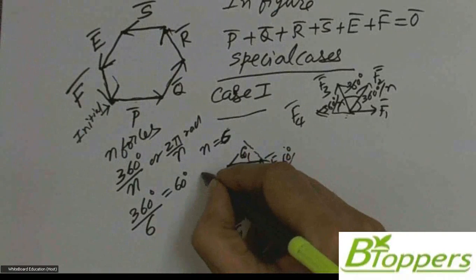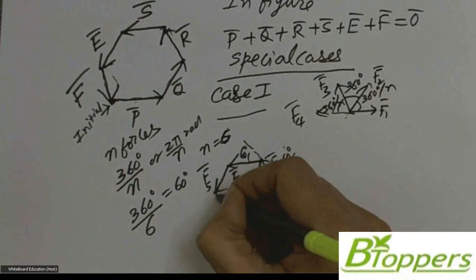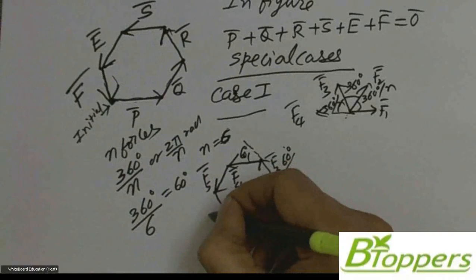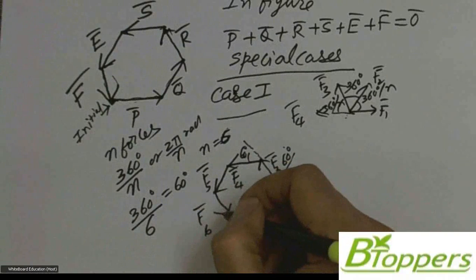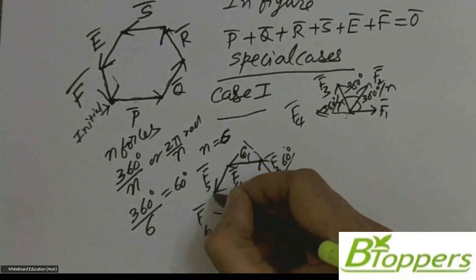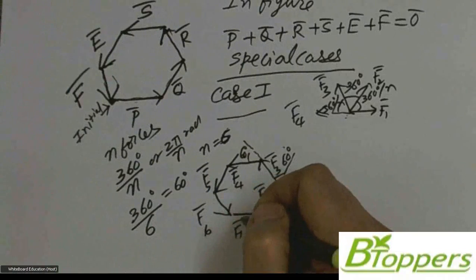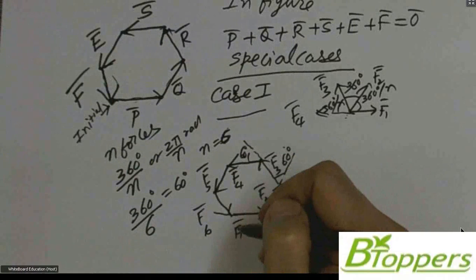Then the 6 forces can be graphically represented along the 6 sides of a regular hexagon, all taken in the same order. Then the magnitude of the resultant will be 0.